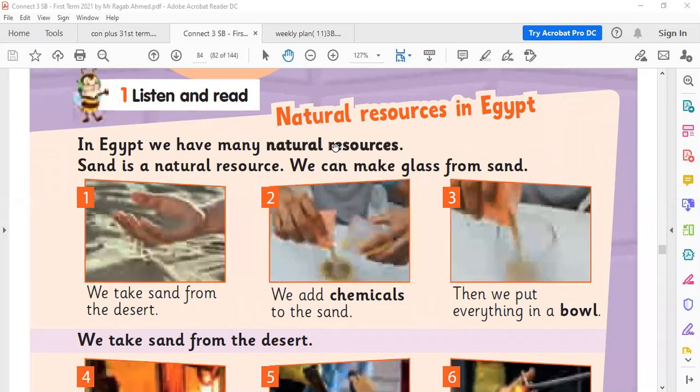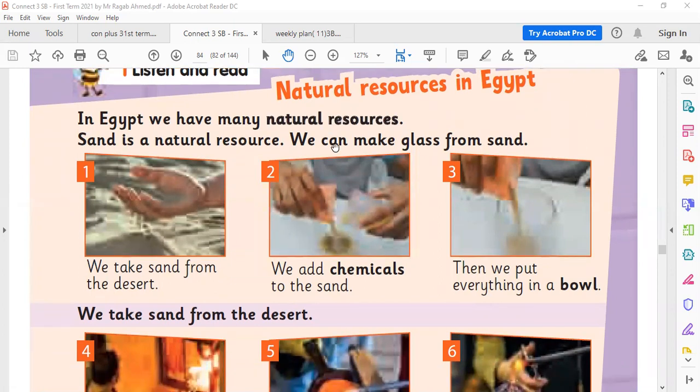Natural resources are things in the ground and in the mountains and in the water. We don't make them, like the river Nile in Egypt. The sea, we don't make the sea. It's a natural resource. It is in nature. We don't make it with our hands. From natural resources, we have something called sand. What is it, students? Sand.